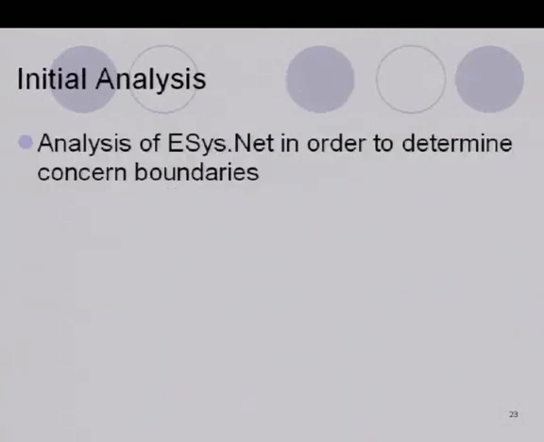So our starting point to create a better design, a better DSL, in a statically typed environment, language host, was to take esys.net and analyze it, trying to find a boundary.